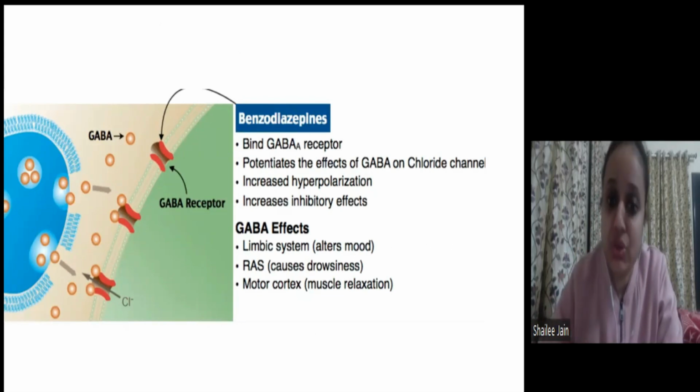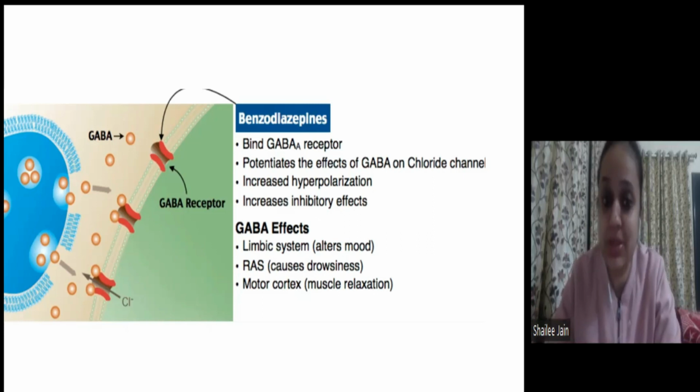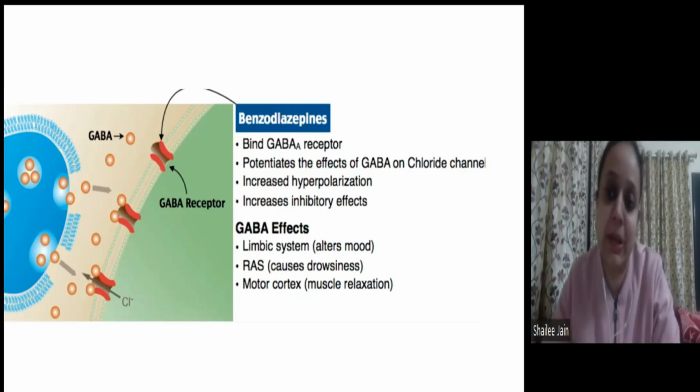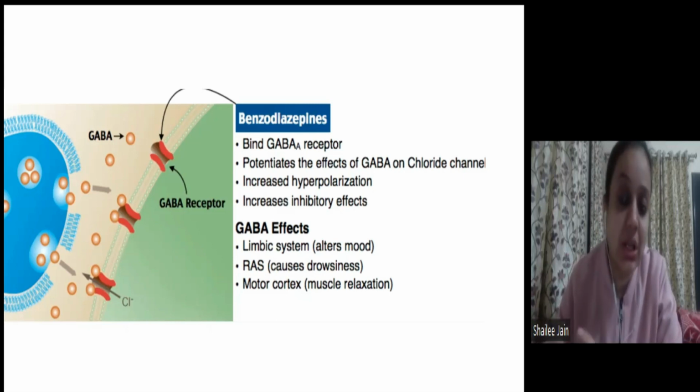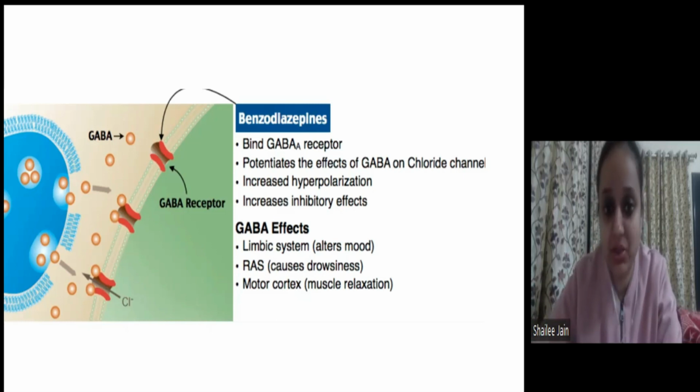effects. So what they do is, these benzodiazepines potentiate the effects of GABA on the chloride channel, increasing hyperpolarization. What does this mean? This means when benzodiazepines bind to these receptors, the chloride channels open up and there is influx of the chloride ion from the extracellular compartment to the intracellular compartment. And as we know, what do chloride ions do? Chloride ions inhibit the action of the cell. This causes hyperpolarization and it has inhibitory effects on the cell. So the GABA effects, when GABA acts on the limbic system, it alters the mood, it causes drowsiness and also muscle relaxation.